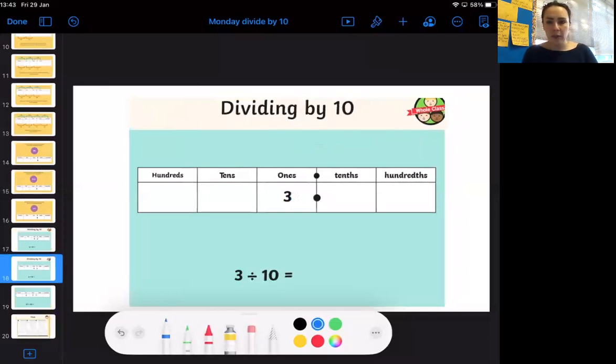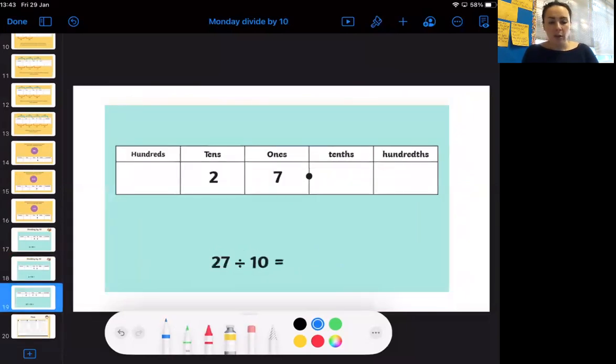Here we have 3 divided by 10. Pause the video and have a go at this one. The 3 moves across one space, so it's 0.3. 3 tenths.